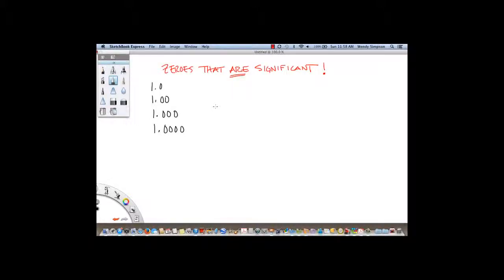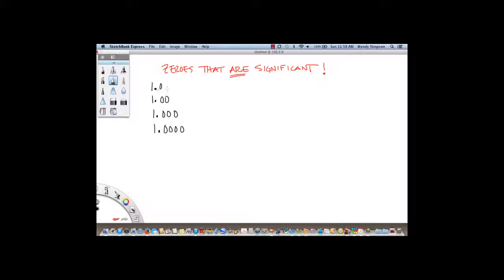Okay, let's talk about when zeros are significant in a measurement. Here we have four examples, 1.0, 1.00, and so on. The zeros here do count, and let me emphasize the decimal places here. When zeros follow a decimal, when they're trailing both the decimal point and a non-zero, then they count in a measurement. Basically what these zeros are doing is telling us how precise the measuring instrument we used was.